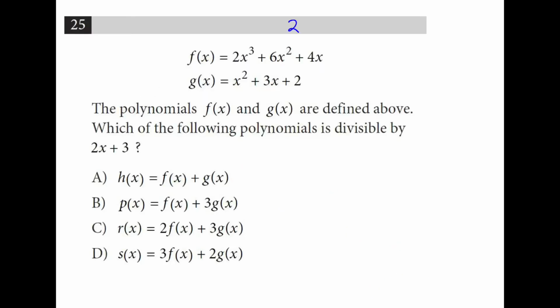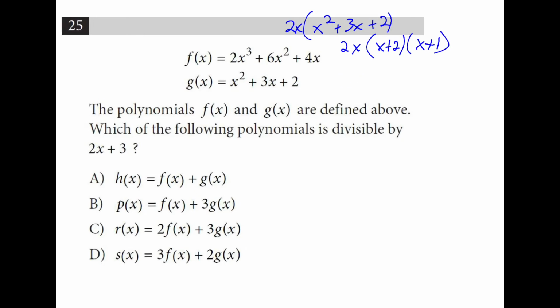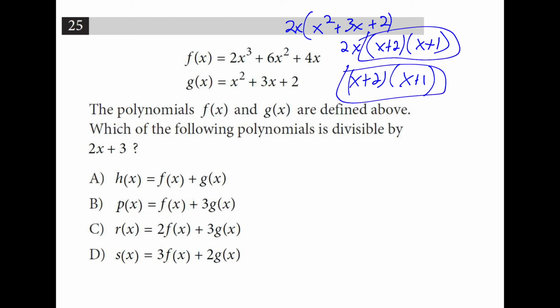So we can factor a 2 out of this top one. Now it's x squared. We can factor a 2x out, actually. X squared plus 3x plus 2. And that simplifies to x plus 2 times x plus 1. And this bottom one is just going to be x plus 2 times x plus 1. So it's not by accident that this and this are the same. Notice for f we have 2x times that quantity. We'll call it box. And that's for f of x, and for g of x, we just have the box.